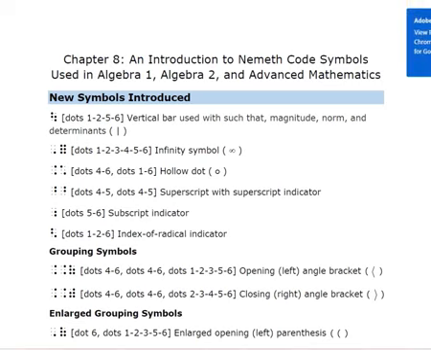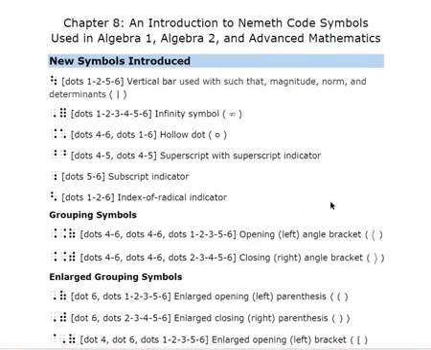This is Introduction to Nemeth Code Symbols used in Algebra 1, Algebra 2, and Advanced Mathematics. Do remember, I don't expect you to be able to do this math. We just have to know how to transcribe it. Math teachers are a wonderful resource for us to be able to understand it. I am not a higher level math individual, so there we have it.